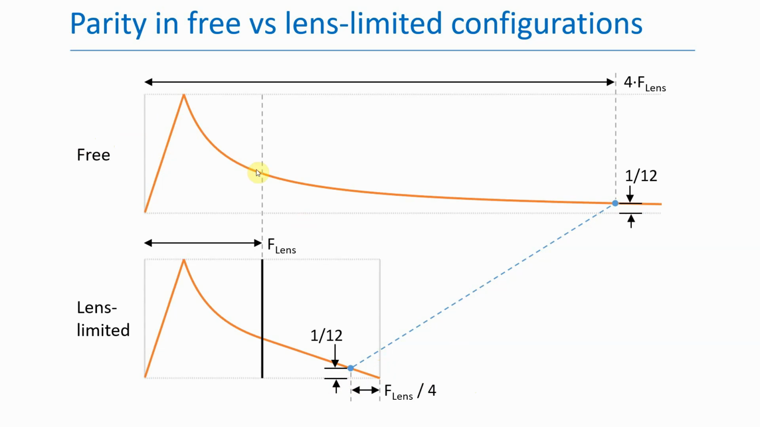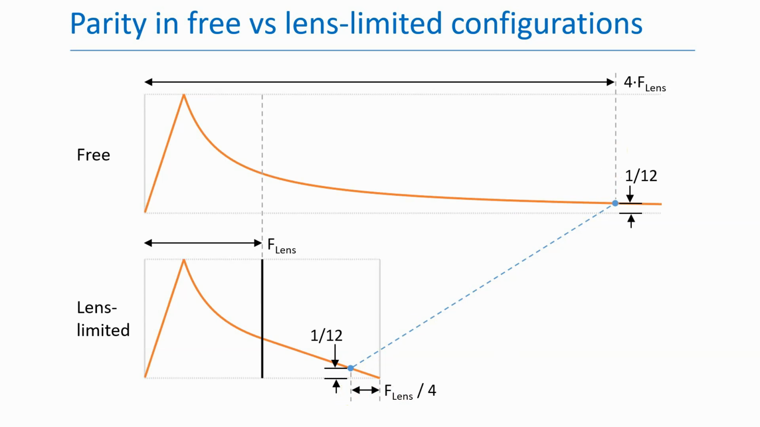Before the lens plane, the two beams are the same, so all planes correspond exactly. But after the lens plane, the correspondence follows this simple rule. First, take the ratio of the distance to the focal length. For instance, this plane is 4 focal lengths from the front flat. Then take the reciprocal of that ratio. In this case, the corresponding plane is located 1/4 of a focal length from the rear flat. Both planes have the same parity, which in this case is 1/12.